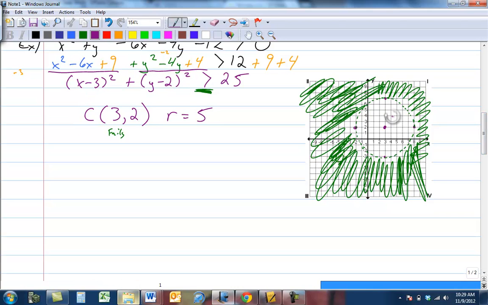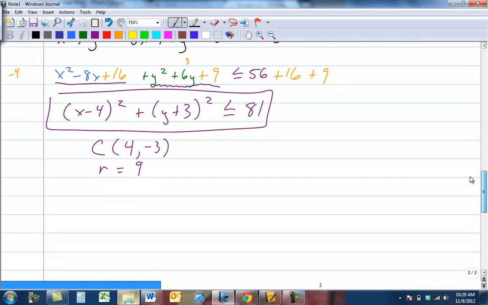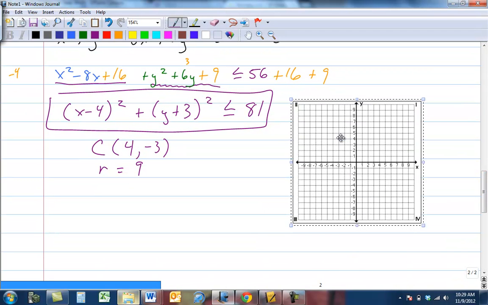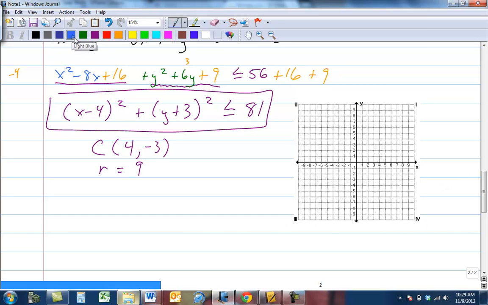I'm going to insert my graph again. Now, this graph probably won't fit. Watch this. 4, negative 3. Plot that right there with a radius of 9. 9 this way only gets me halfway. It'd be something like out there. 9 up gets me right there.